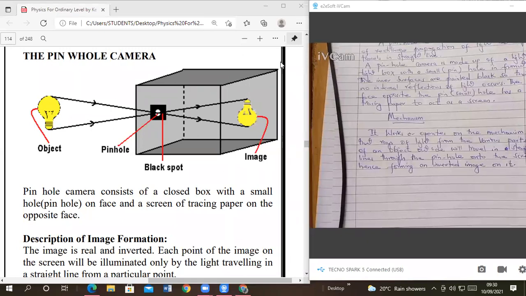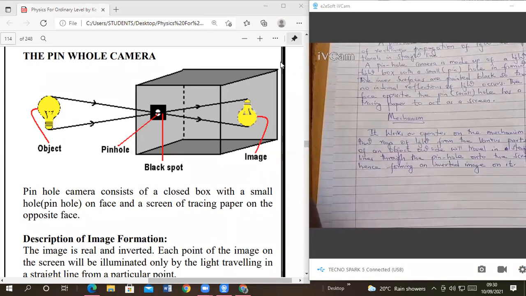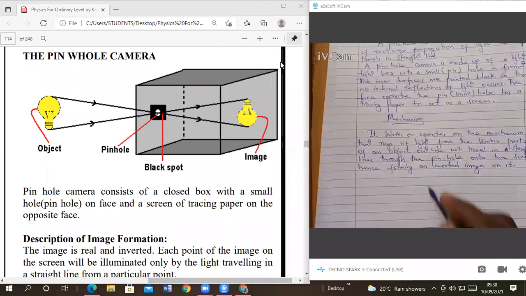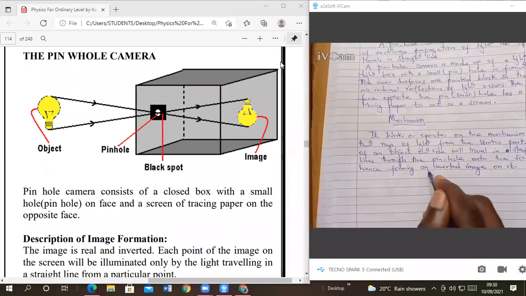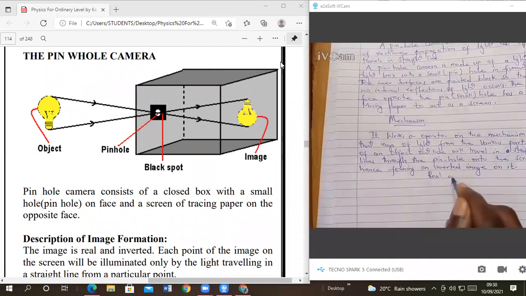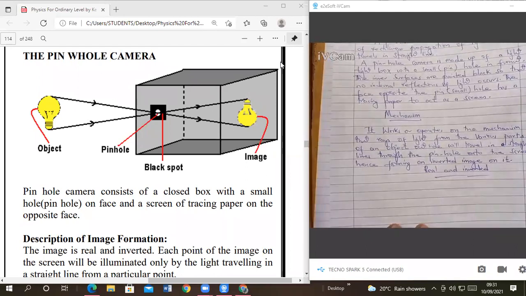Teacher. Yes, please. I thought the image is real. It's real. The image is real but inverted. Good. The image is real but what? But inverted. Or you can even add it here. You can say, hence, forming a real and inverted image. You can add the word real and inverted. Yes.